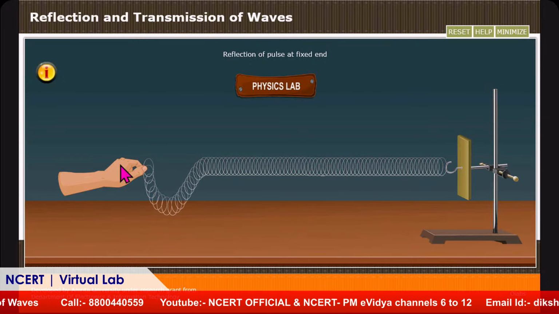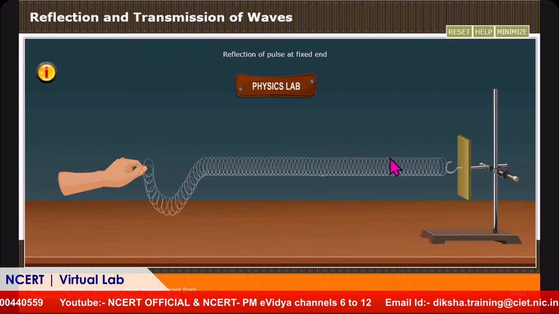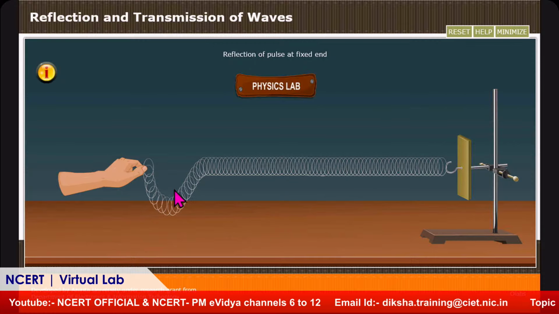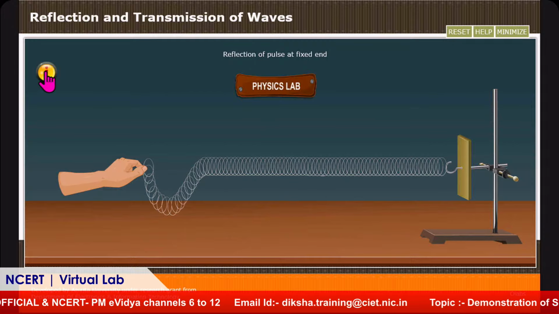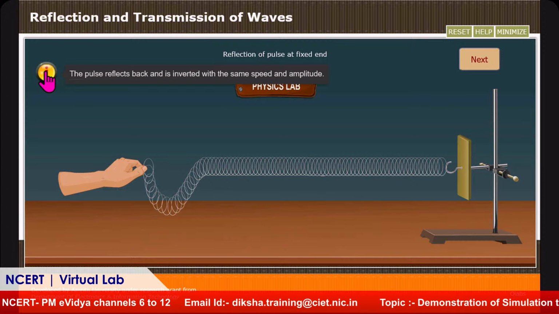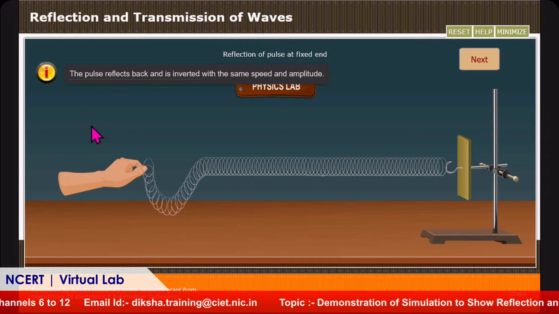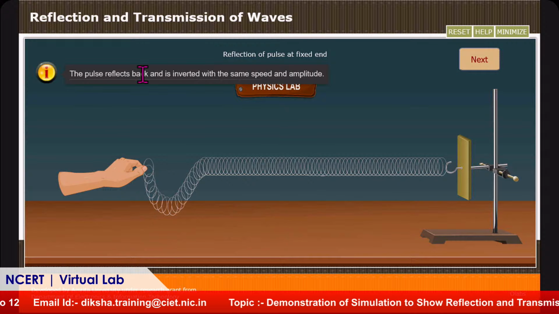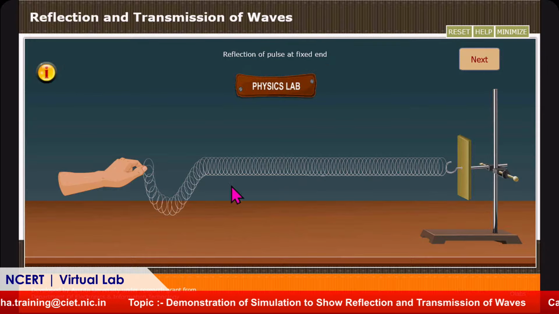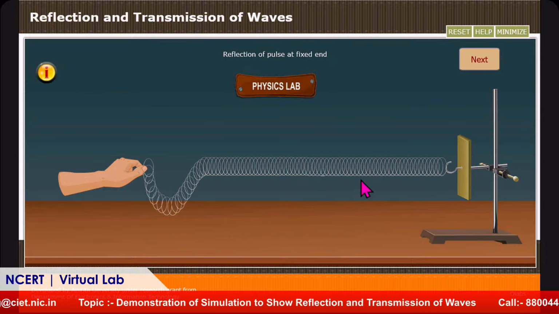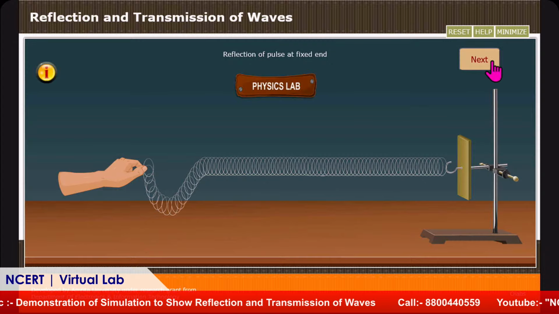Here we can see that the entire wave is reflected back with a phase change of 180 degrees, as I mentioned, due to Newton's third law. By clicking the i mark, we get the conclusion: the pulse is reflected back and inverted with the same speed and amplitude, because there is no change in speed and amplitude. The wave is just propagating, we have not changed any medium, so its speed remains the same.